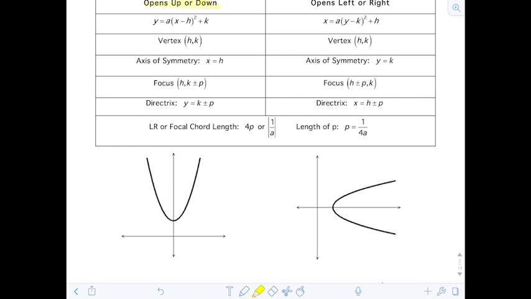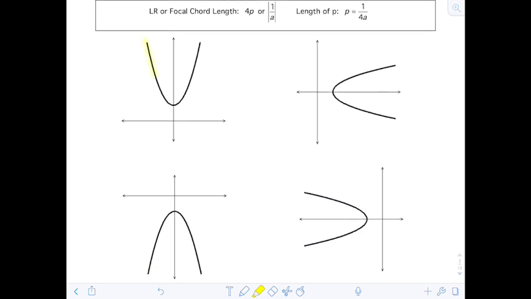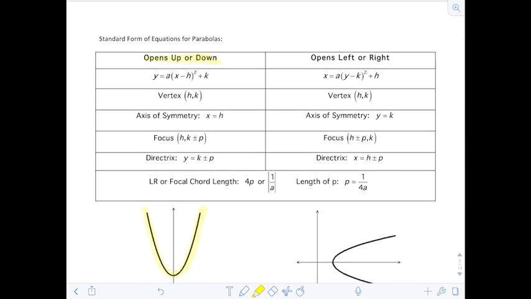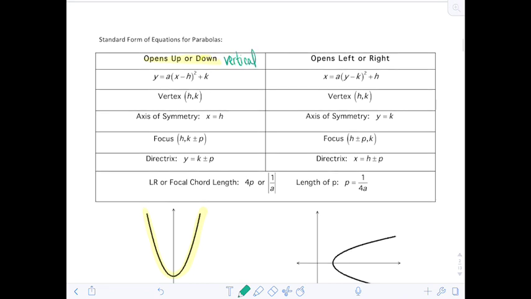As you see right below, we have one that opens up, like so, and we have one that opens down. Let's look at the difference in what makes them open that way. For a vertical parabola, as I refer to one that opens up or down, you have this form: y equals a times x minus h all squared plus k.